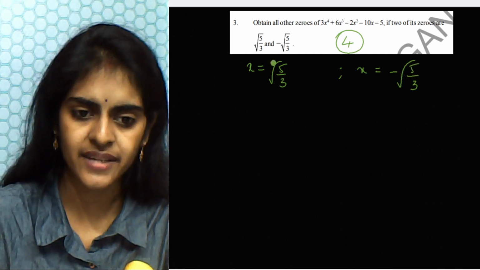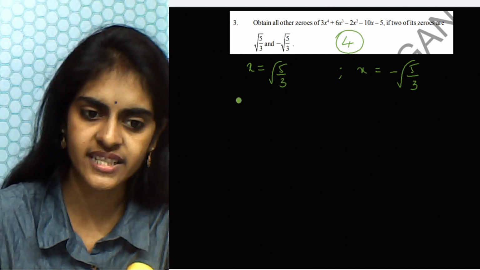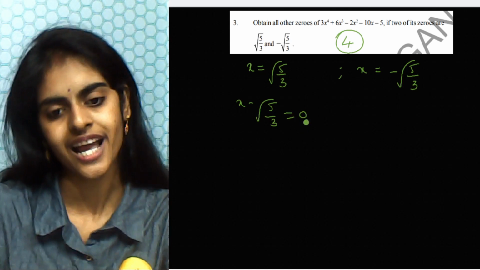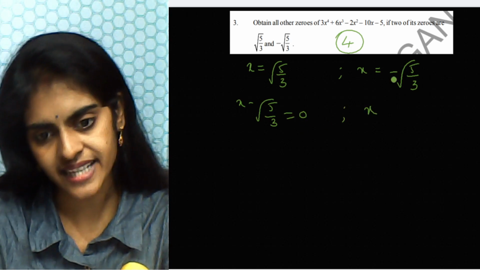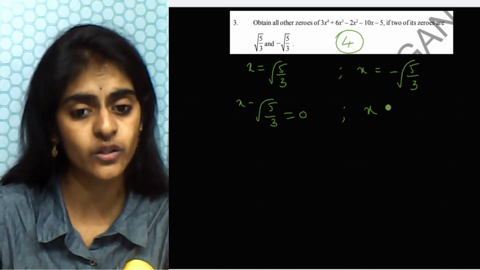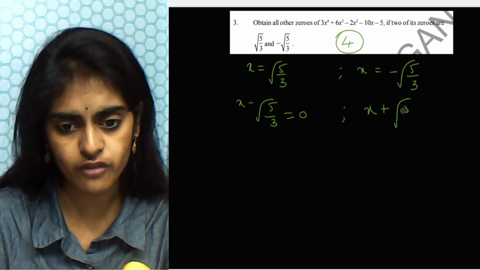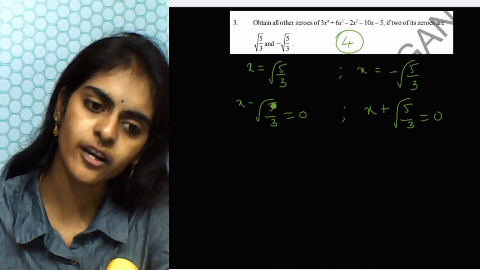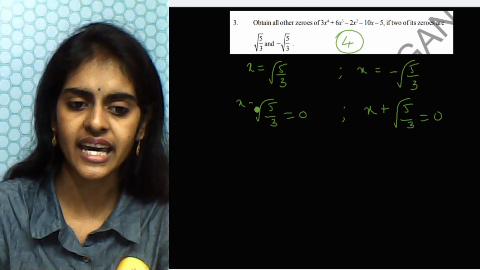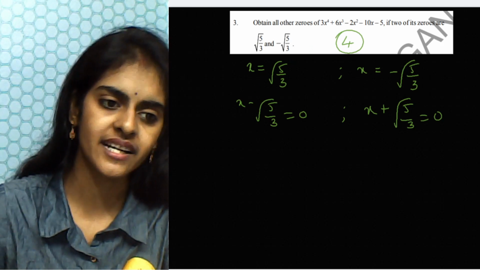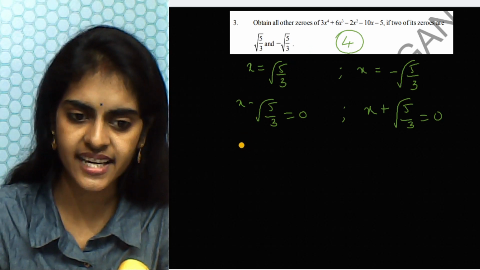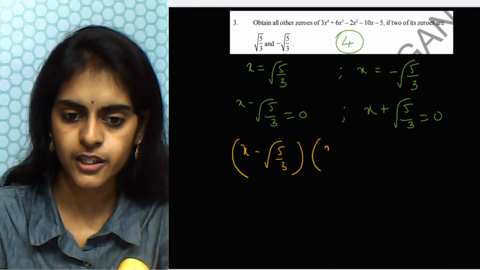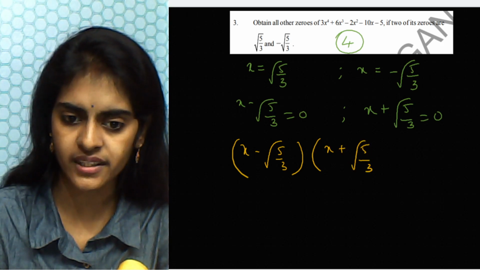Let me take this under root 5 upon 3 to this side. So it is x minus under root 5 upon 3 is 0. Similarly, for this one, let me take the minus under root 5 upon 3 to the LHS. So it becomes x plus under root 5 upon 3 is 0. That means I got two factors using the zeros. Now let us multiply these two factors and see. So it is x minus root 5 upon 3 into x plus root 5 upon 3.